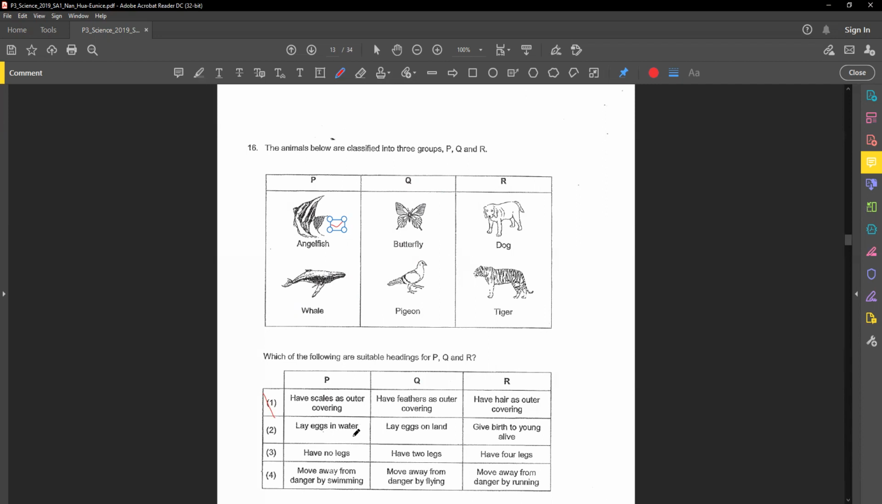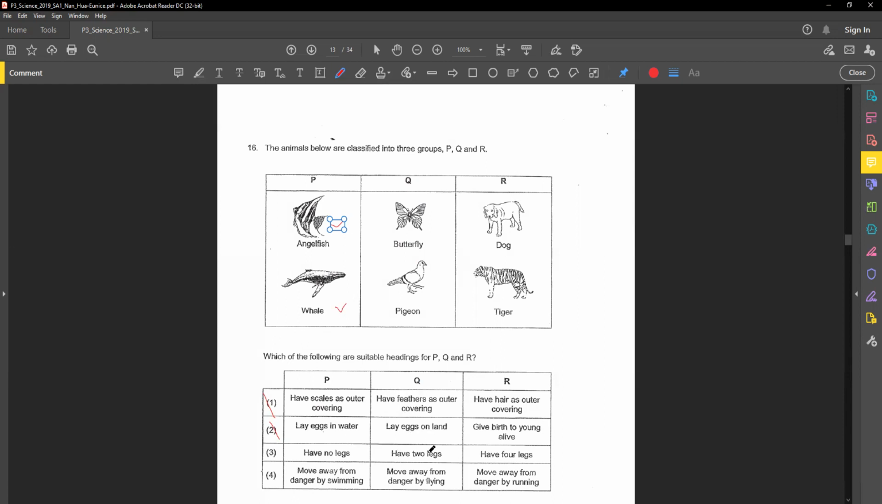Option 2 says that animals in group P lay eggs in water, but this is only true for the angelfish and not the whale because mammals give birth to young alive. So option 2 is wrong. Now option 3 says that animals in P have no legs. And this is true for both angelfish and the whale.